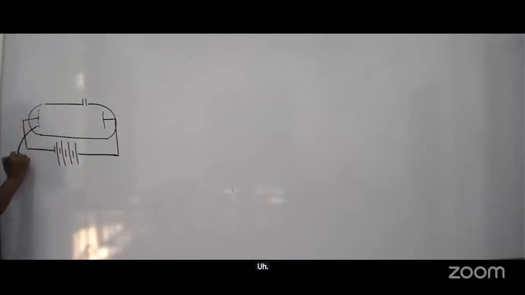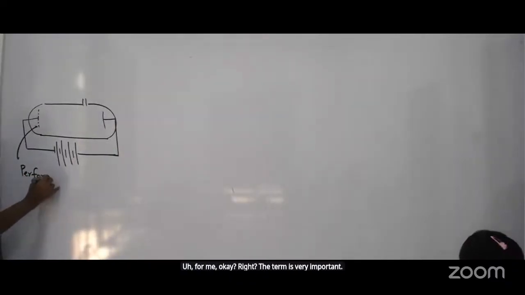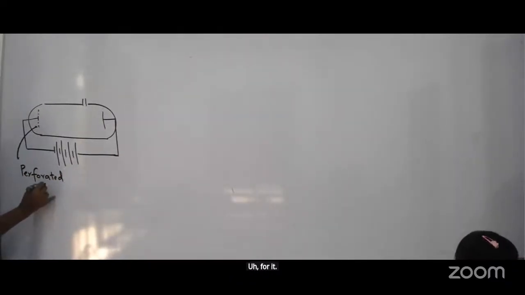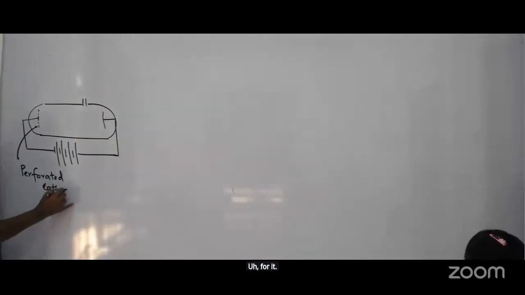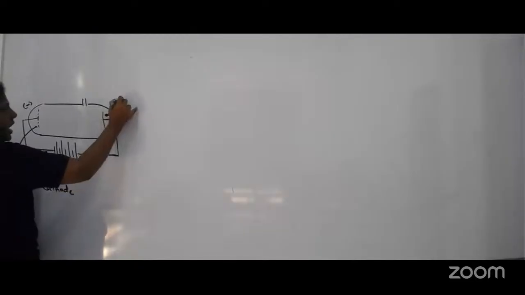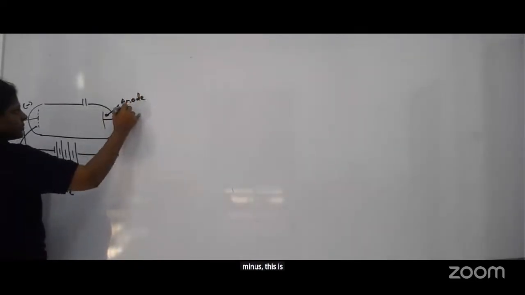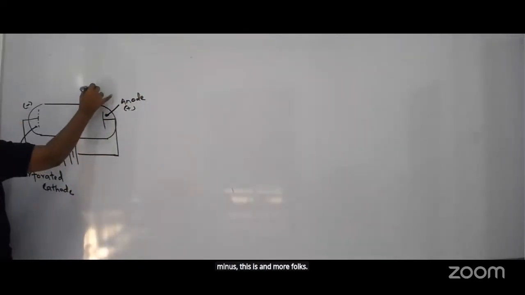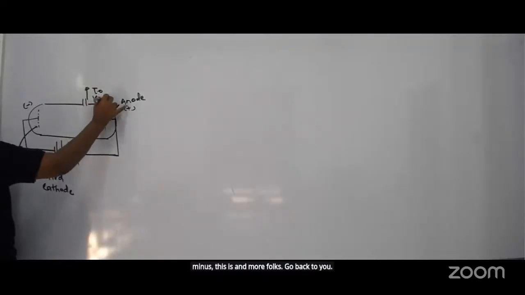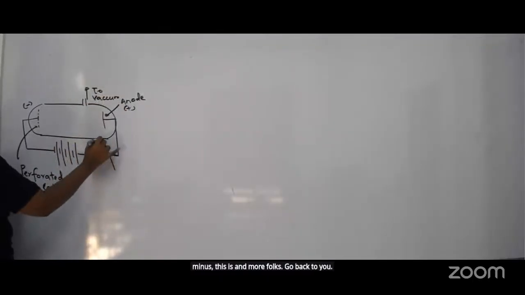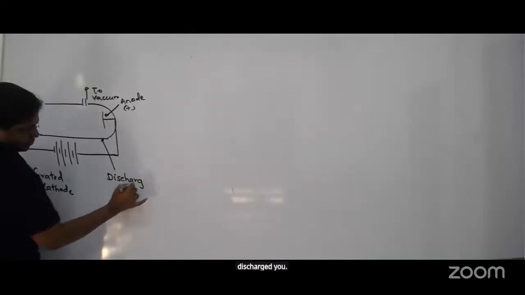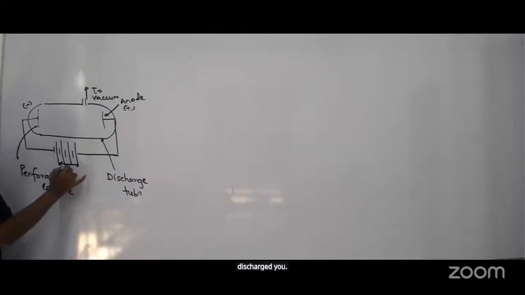Perforated, right? The term is very important. Perforated cathode, minus. This is anode, plus. To vacuum. Discharge tube. High voltage.